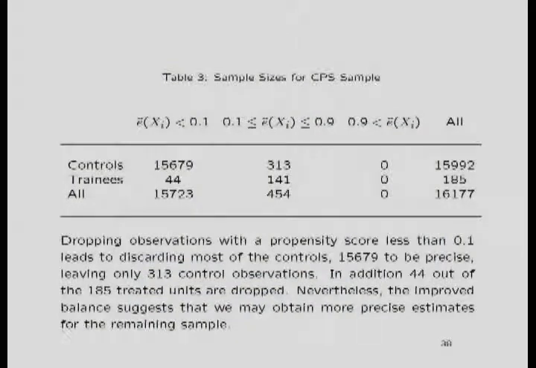So estimating the propensity score then, and looking at the observations in the tails, we find there's no individuals with a propensity score greater than 0.9, but there's a vast number of individuals with a propensity score less than 0.1. In fact, out of the 15,992 controls, 15,979 have a propensity score less than 0.1, and only 313 have a propensity score greater than 0.1. There's also a couple of trainees with a propensity score that's small.